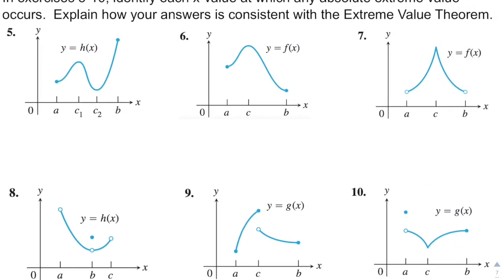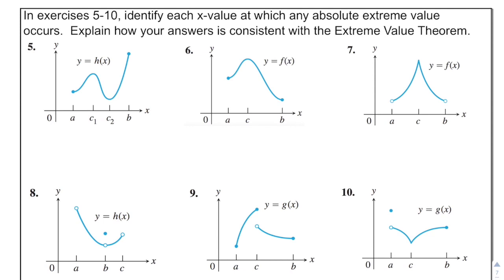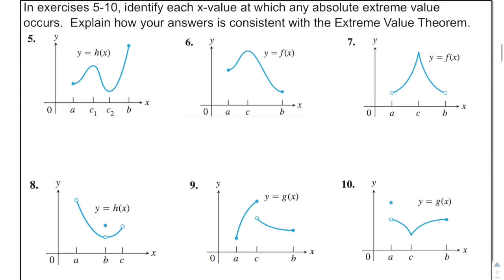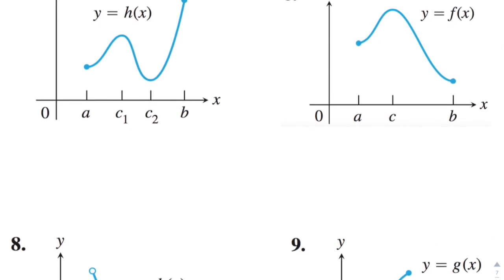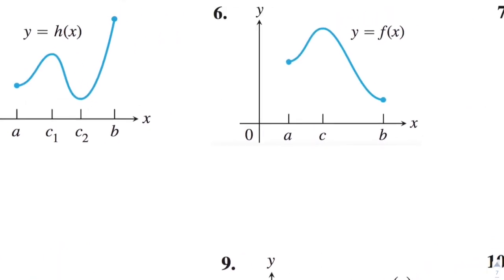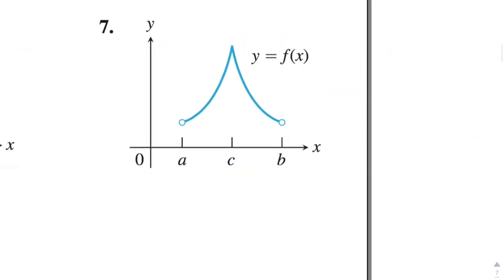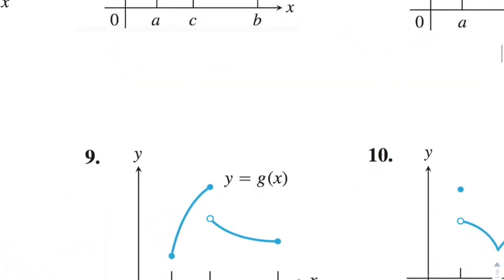There's a few more practice problems here. I'll let you do those on your own for practice, and the answers are in the back of the book. Don't forget, C, that's a location, right? Just because there's no dot there doesn't mean that the location doesn't exist. There is a location there. At each one of these, A, C1, C2, B, and so on.